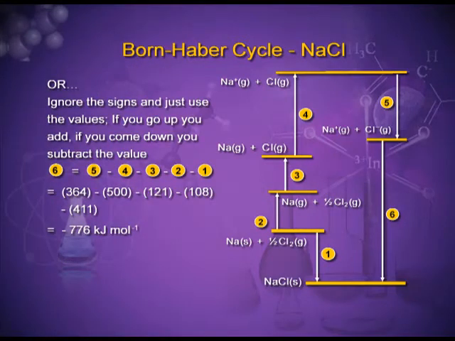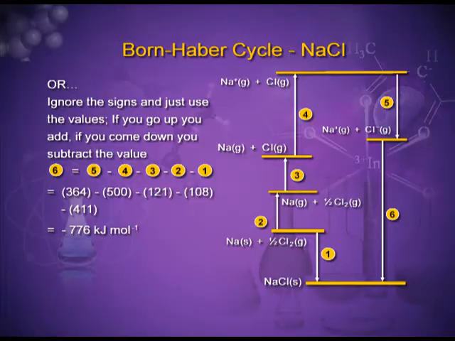Or we can ignore the signs and just use the values. Like if we are going up in the figure, these values are to be added, and when we are coming down, these values are to be subtracted. Again, by this way also, the lattice enthalpy of formation of sodium chloride comes out to be minus 776 kilojoules per mole.